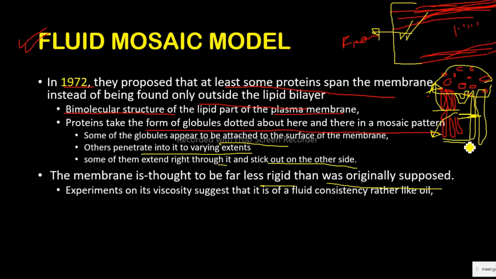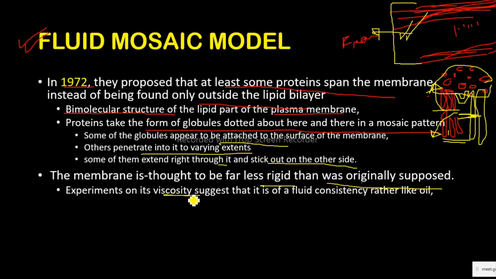Okay? And number two, unlike bacterial cells and maybe plant cells, animal cells have cholesterol, and cholesterol is a steroid. It is this cholesterol which maintains the fluidity of this membrane, both at high and low temperatures. And we are going to see now, experiments on its viscosity.